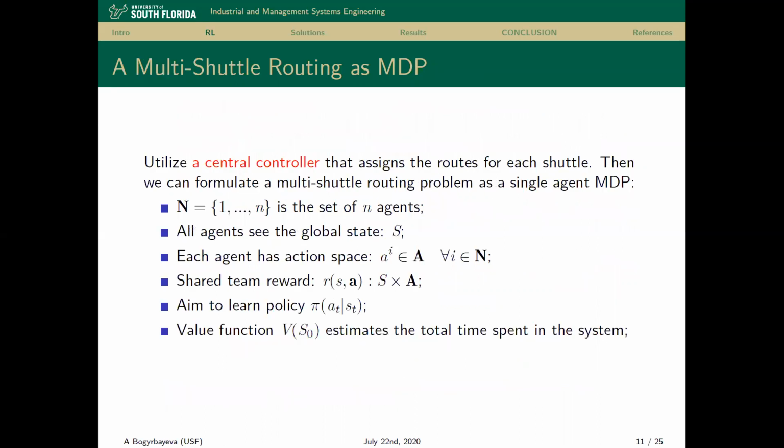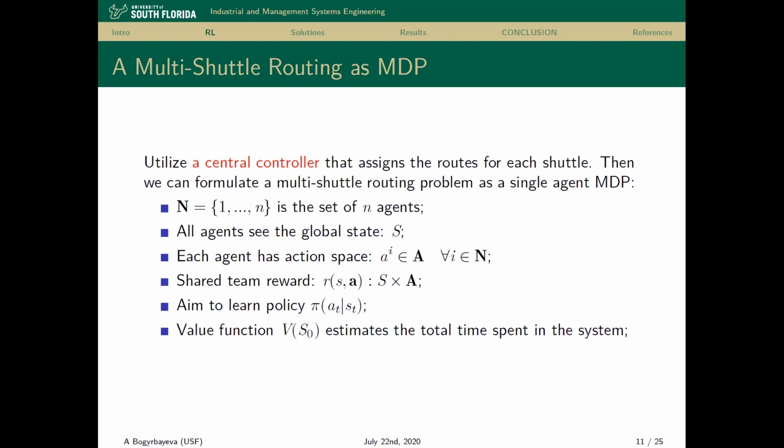But how about if you have multiple shuttles? How are we going to formulate it as a Markov decision process? This idea works if we have a central controller. As I mentioned before, for an MDP to work, we need to have a stationary environment, meaning that only a single agent is influencing the environment. And if you have several shuttles, and we believe that the central controller is basically controlling all of them, we are still under a single agent MDP.